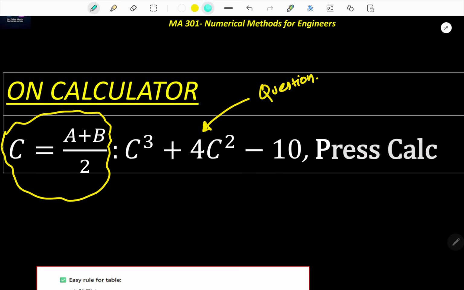What is your question? Your question is f of x is equal to x cube plus 4x square minus 10. Put x is equal to c. Type this in the calculator. Come on, start. Restart your calculator.